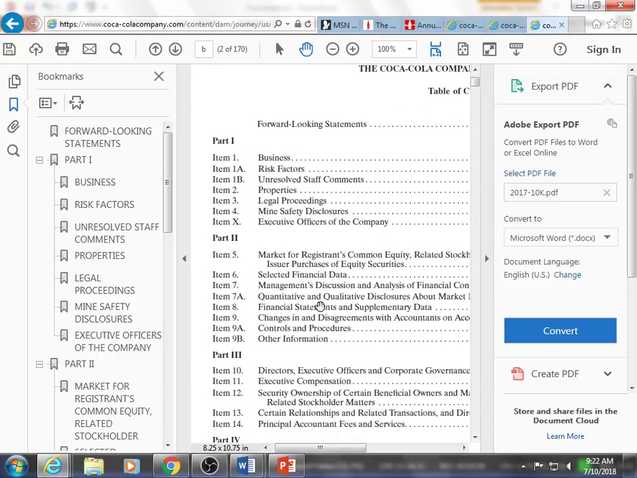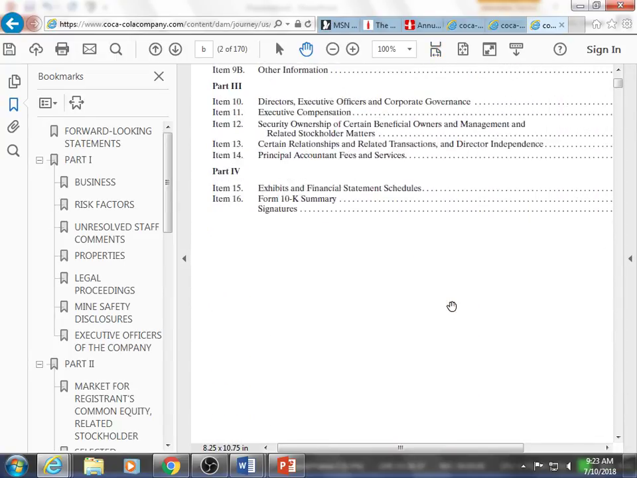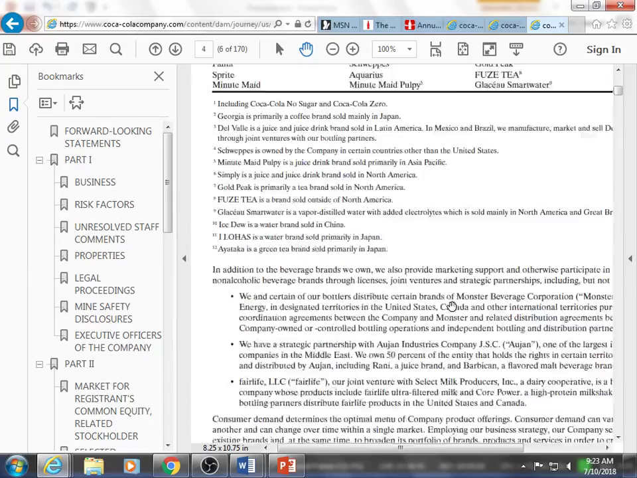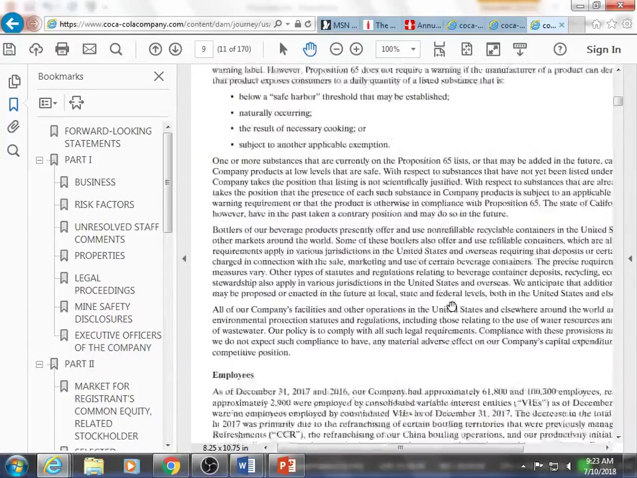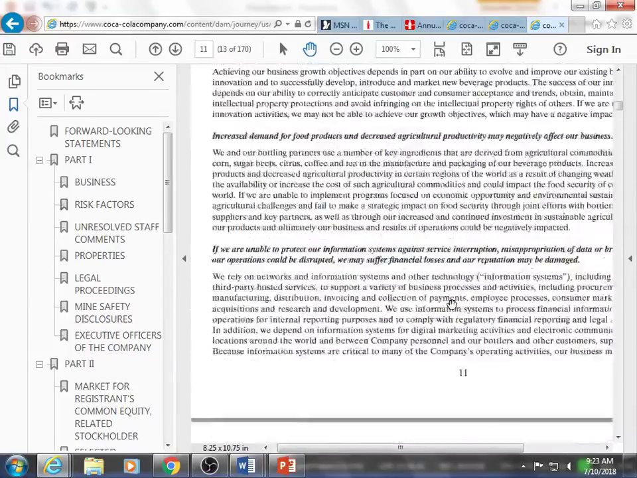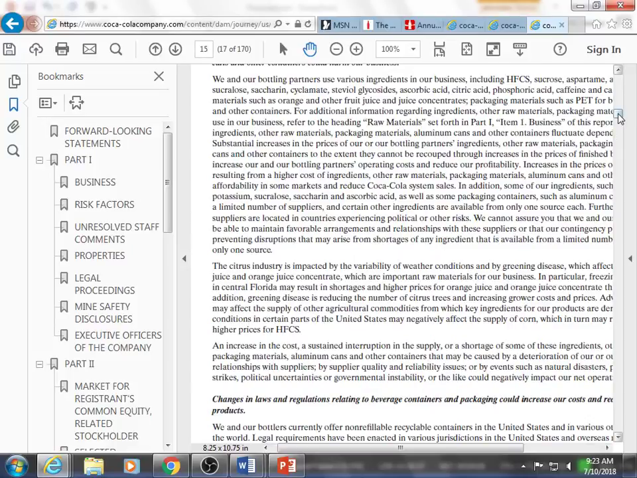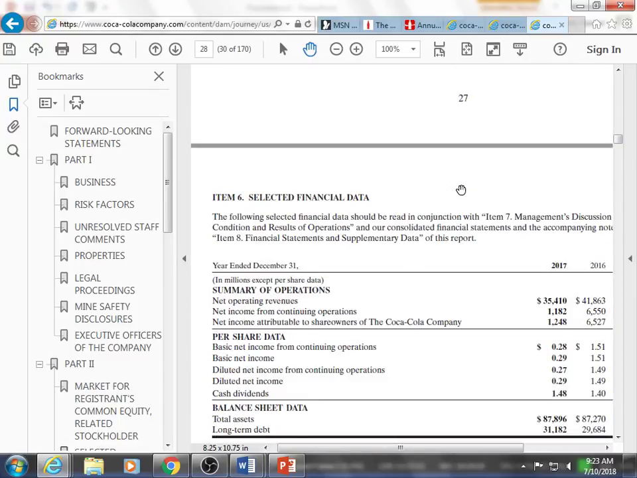Financial statements and supplemental data, item 8. So we need item 8. All the way to the right, it'll show you the page. To the right. If you scroll there, go there. Yeah, it'll show you the page number on the right. We need item 8. Part one. Come on now. Let me do this until we see selected financial data.